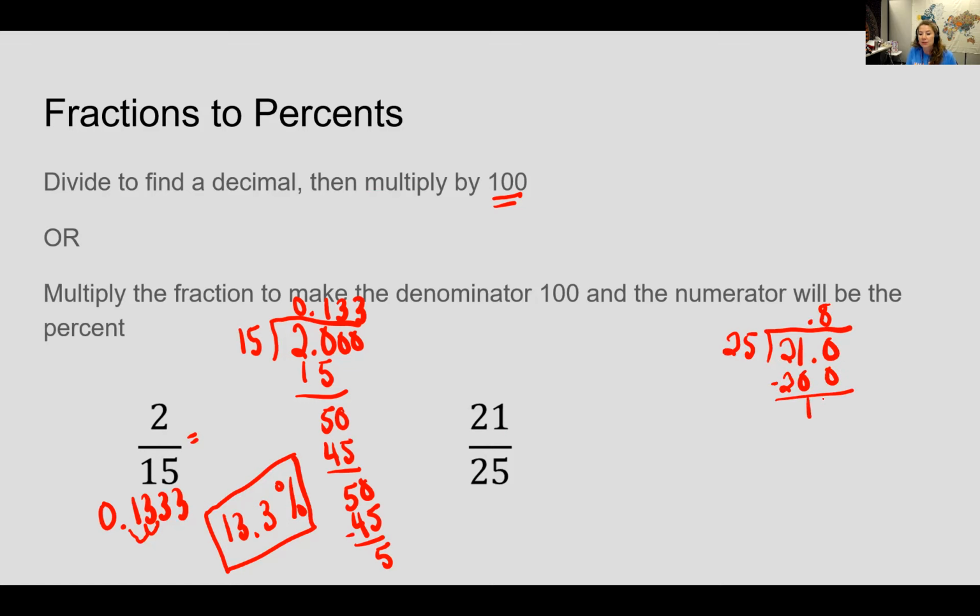I'm going to subtract and get a remainder of 10. Bring down a 0. 25 will go into 100 4 times, because 4 quarters is $1. All right, so my decimal is 0.84. I'm going to move that decimal 2 places to the right, 1, 2, and my percent is 84%. All right.